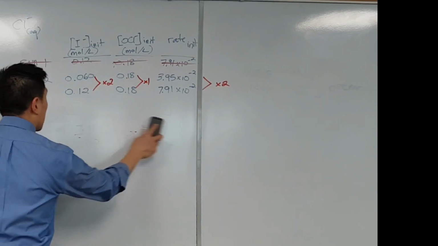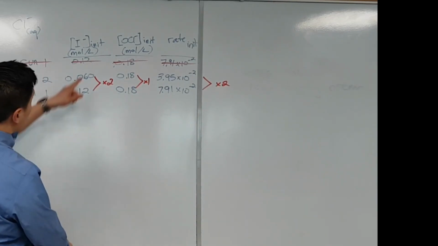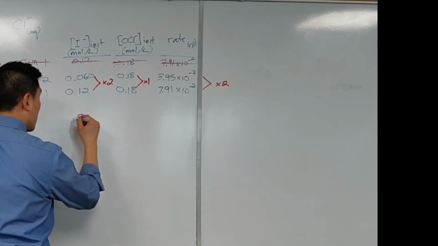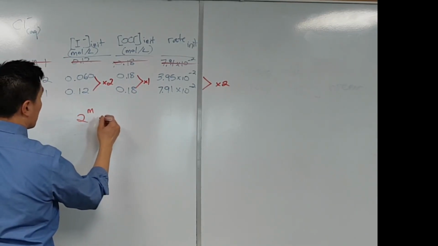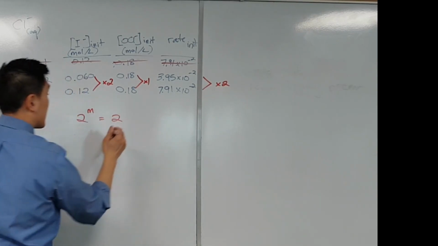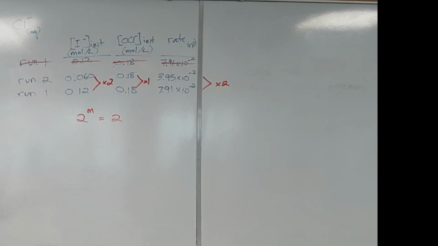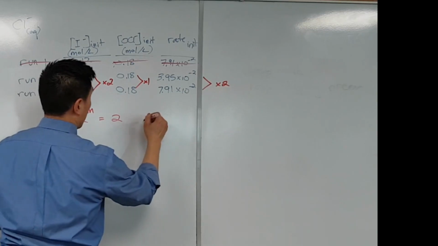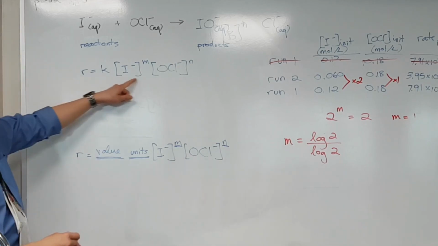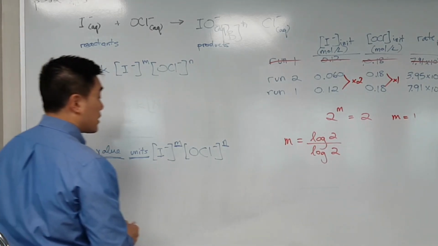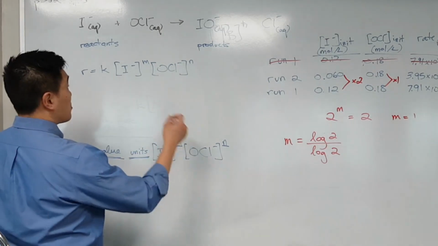My factors for the initial is going to be 2 to the power of m is equal to 2. See? And this is going to be m equals 1. So now I know m equals 1. We're working on the rate law equation. This is the rate law equation. Piece by piece, I'm putting it together. I'm going to put a 1 here.